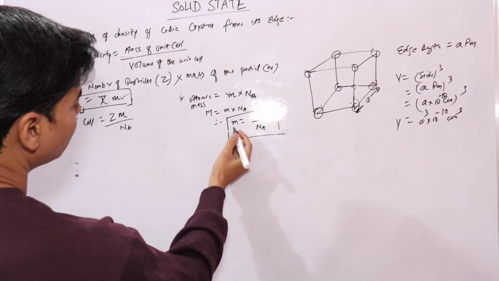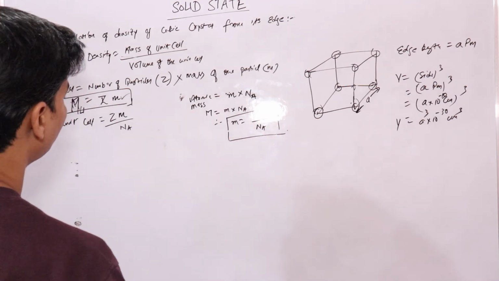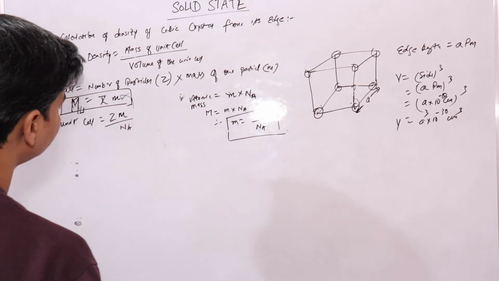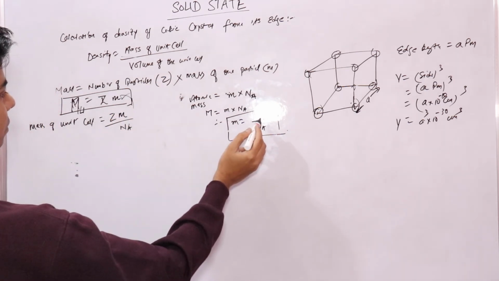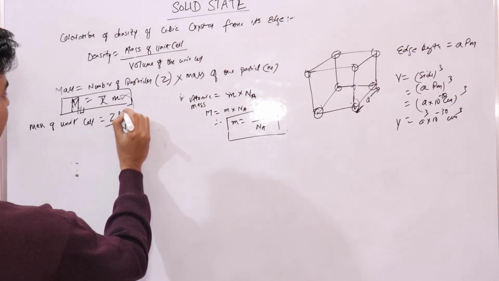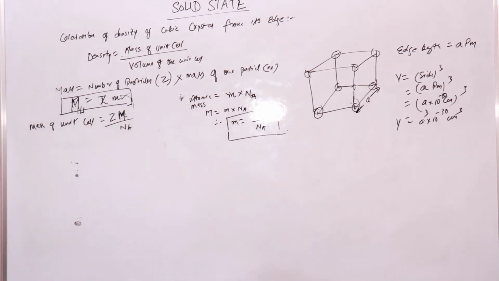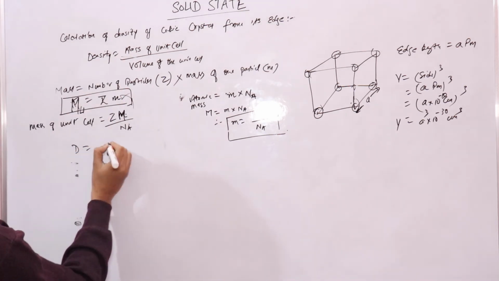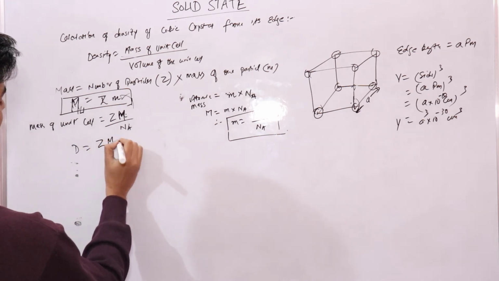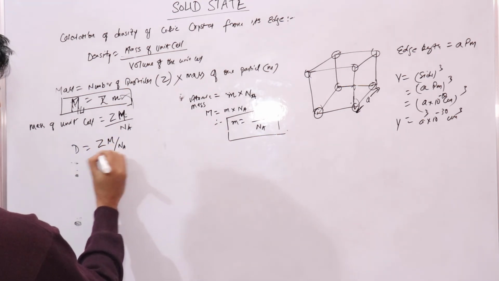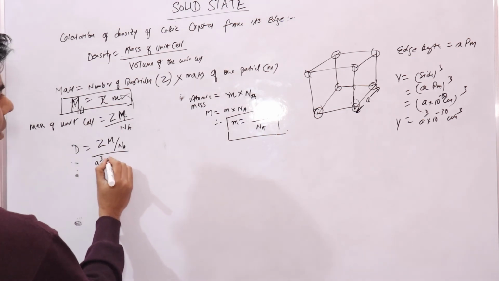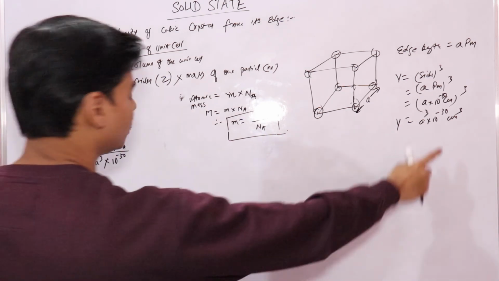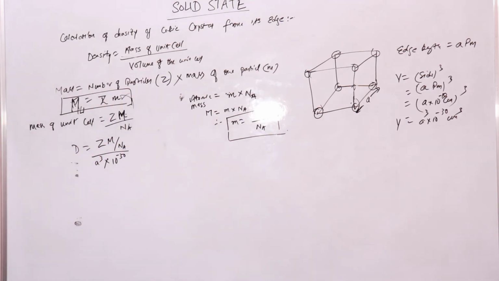So the mass of one particle is M upon Na, right? We have put this value here. This is your capital M upon Na. Now we will put these values in this formula. Density would be equal to Zm divided by Na upon A cube into 10 to the power of minus 30. This is the volume, right?